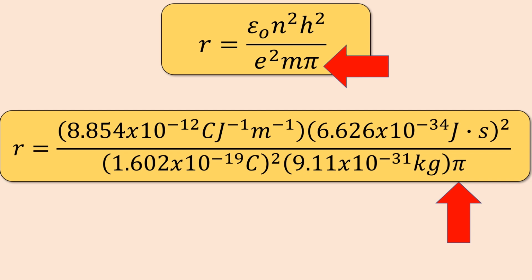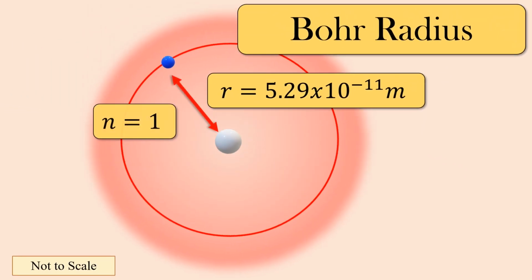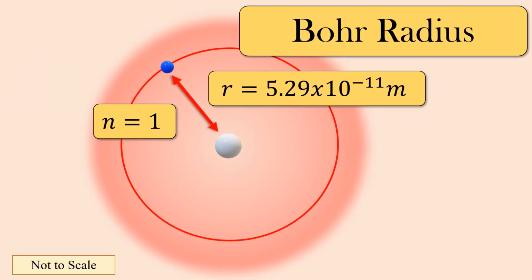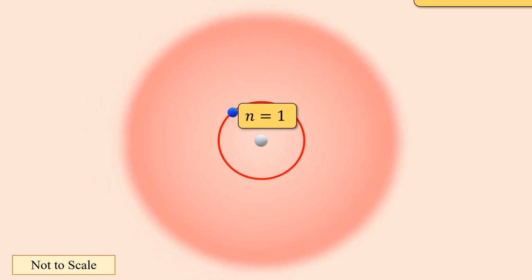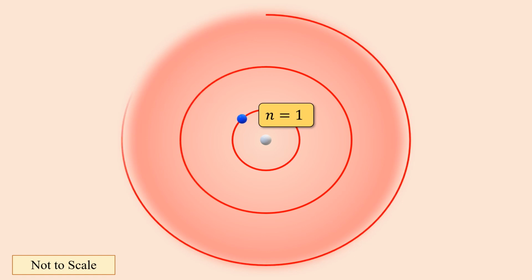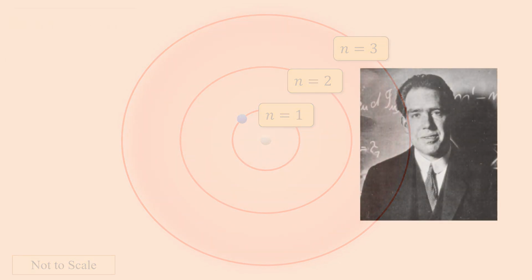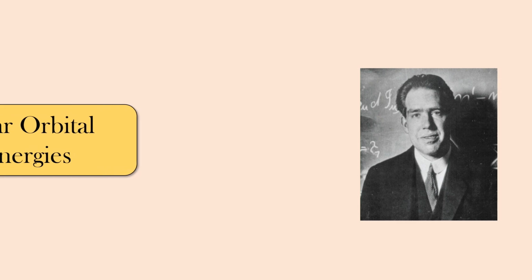This gives a first Bohr radius of 5.29 times 10 raised to the negative 11 meters, or 52.9 picometers. This remarkably agrees with experiments on the observed size of the hydrogen atom. Successive integers in place of the n term would give the Bohr orbitals further from the nucleus. Now, let's discuss the energies of orbitals, or energy levels.